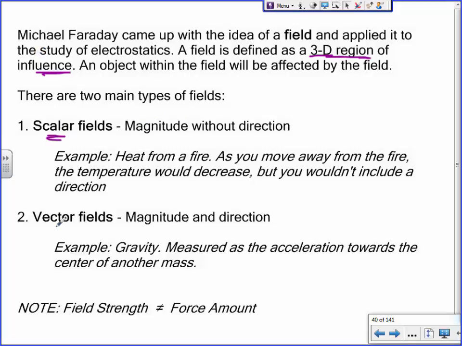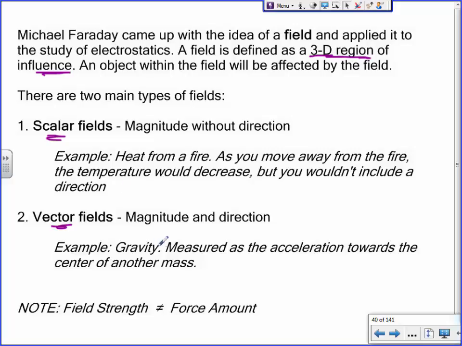Here's the 2 words I need you guys to know, though. There is still scalar and vector. You guys can read my examples here. Heat, we actually consider to have a field. So heat from a fire. As you move away from the fire, temperature is going to decrease. But would you throw a direction on that? Does that seem logical? I don't know that I'd say that heat on its own, energy is not a vector quantity, right? We don't attach a direction to it.